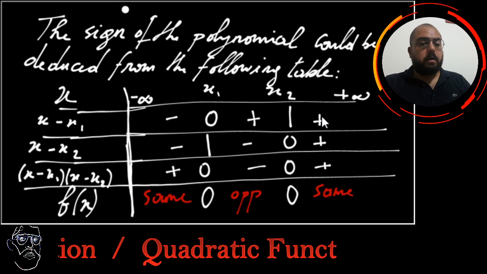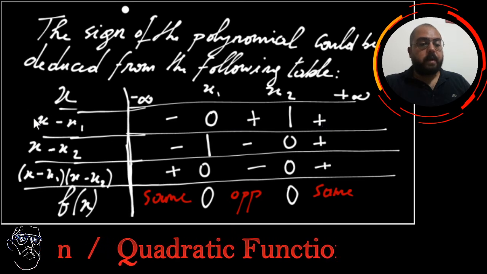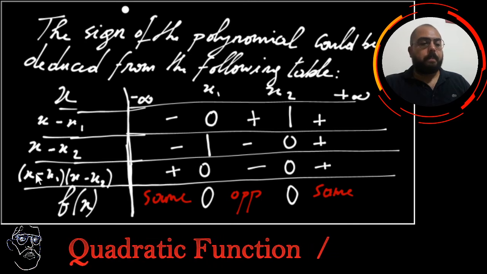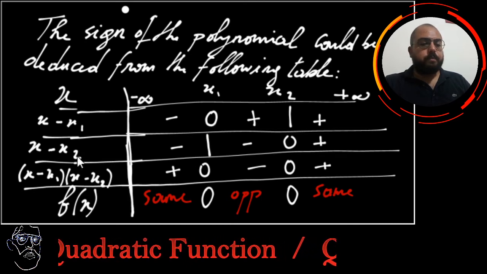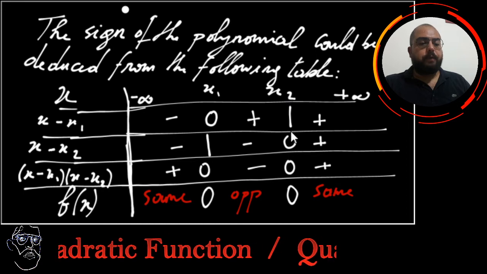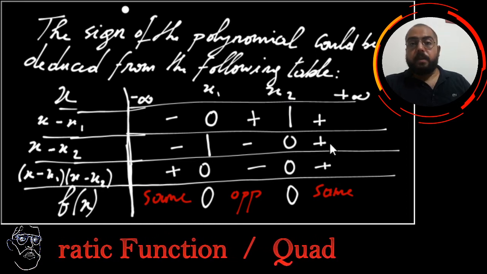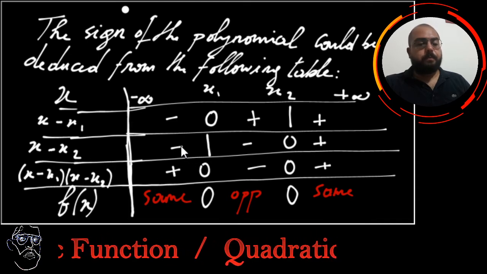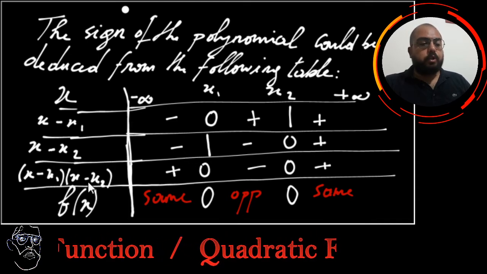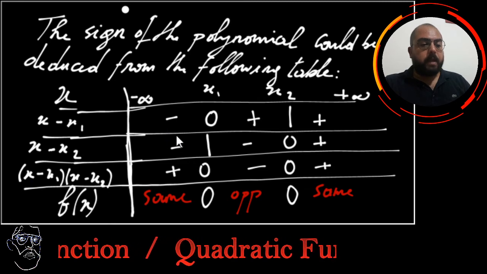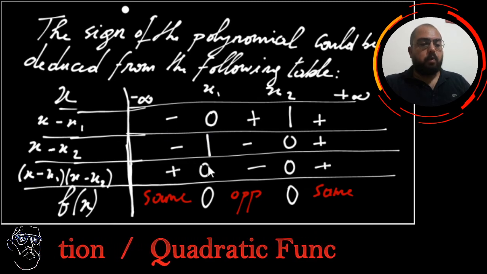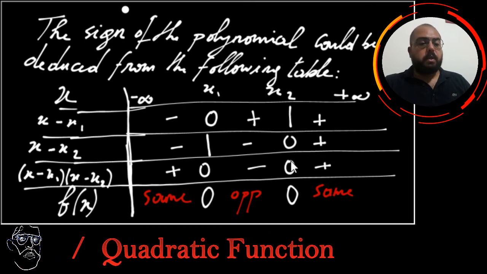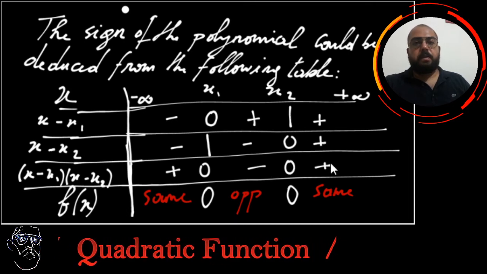It will be positive on the right side since the coefficient of x is positive, and negative on the left side of this 0. X minus x2 will be 0 for the value of x equal to x2, positive on the right side, negative on the left side. The product of these two factors will be the product of minus times minus, plus. 0 will remain 0, plus times minus, minus. 0 will remain 0, and plus times plus, plus.